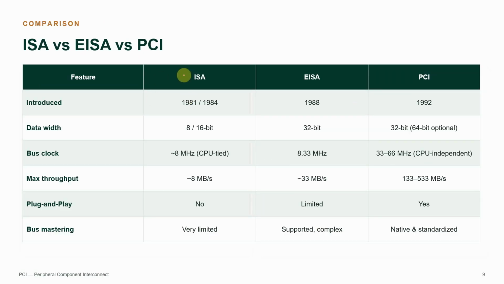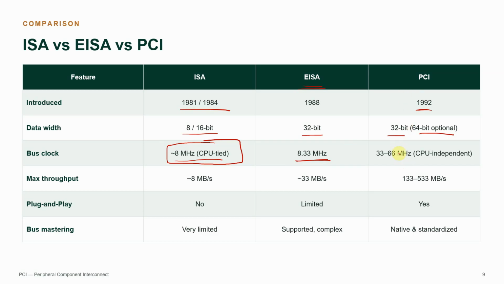So coming to the comparison, if I want to compare between ISA, EISA, and PCI, ISA was introduced in 1981, and EISA and PCI were introduced later. And data width in the case of ISA was 8 to 16 bit, whereas EISA was having 32 bit, and PCI also 32 bit, and it can be extended to 64 bit. And the bus clock was 8 megahertz, and it is CPU tied. Whatever the ISA bus we were using, it is CPU tied. Whereas in the case of EISA, it is 8.33 megahertz.